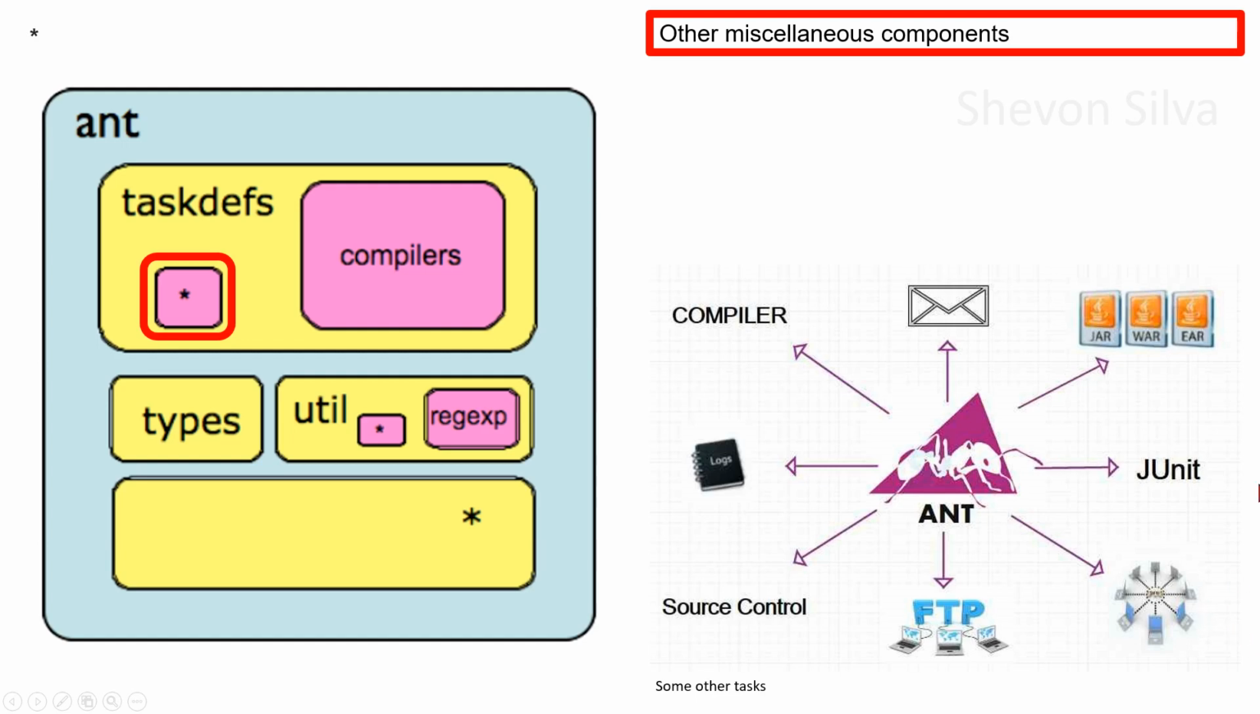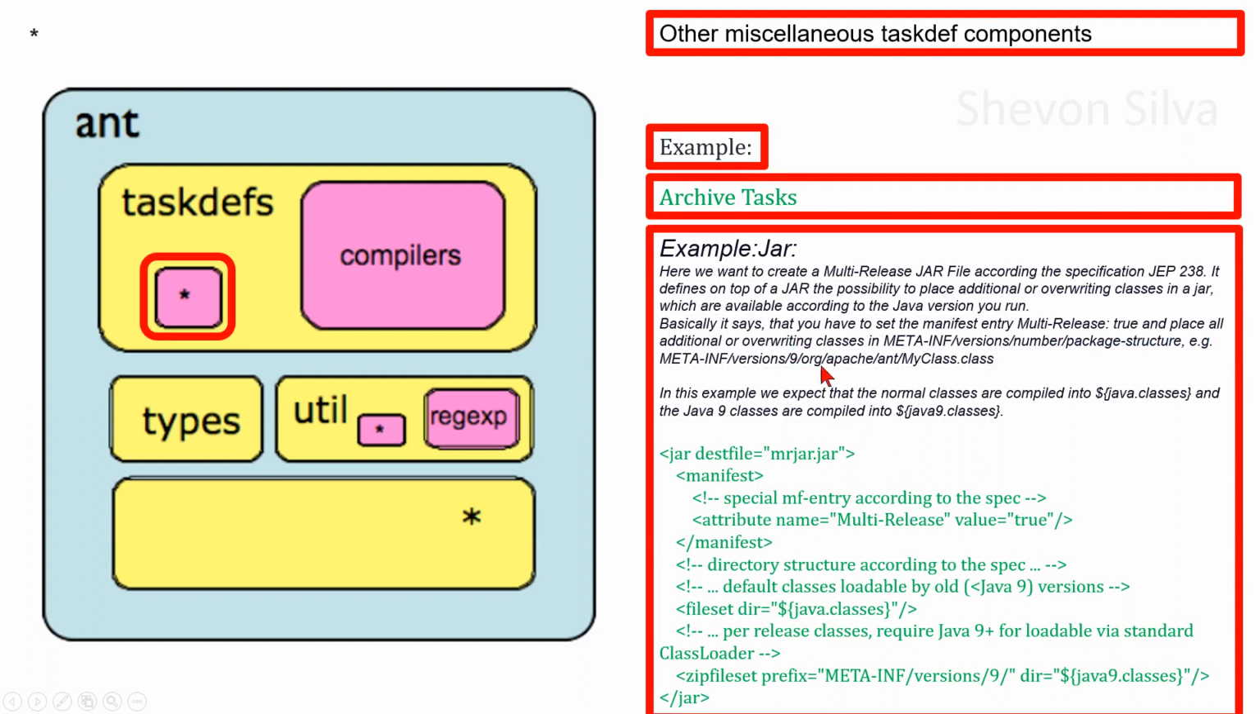And here you can see a different way of looking at some tasks. Here you can see Java and EAR and JUnit and network related and FTP, source control logs and compiler and mail. As an example, we consider archive tasks.